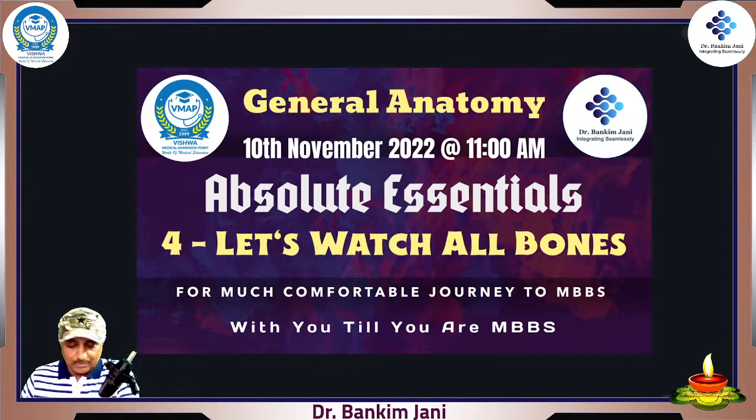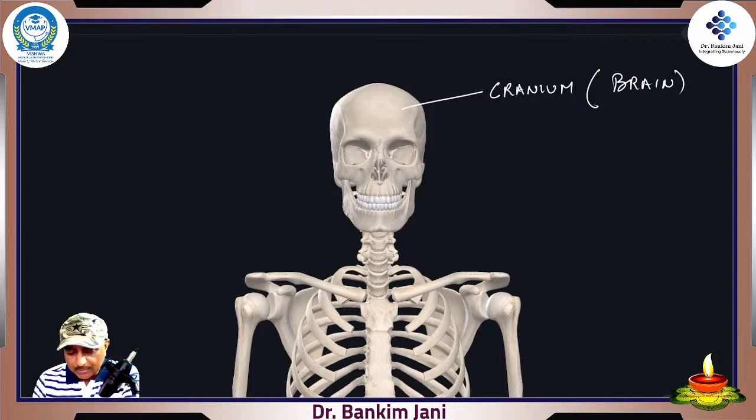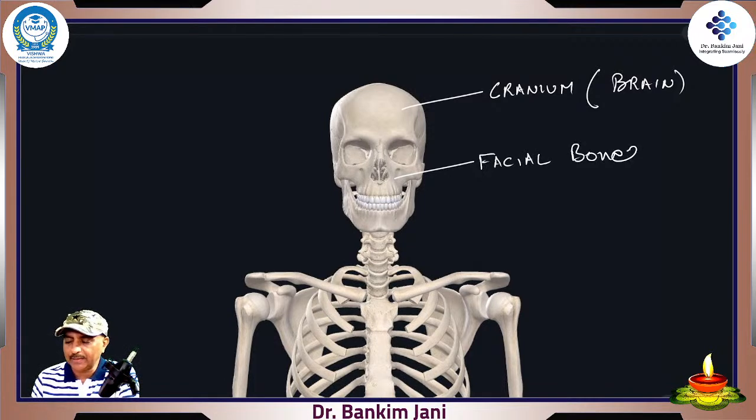Let's start. So let's watch all the bones. Here is the first one. This portion is called the cranium. It is the cranium which stores and protects our brain. And over here, these are all facial bones. We'll go into that detail later, but right now we first understand it in a very gross way, then finally we'll go into more detail.